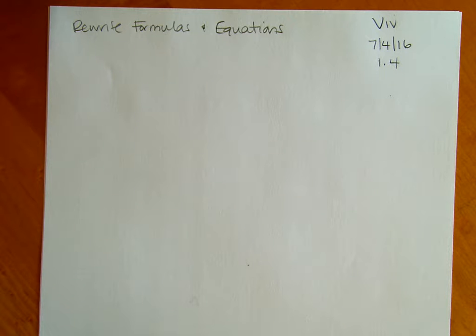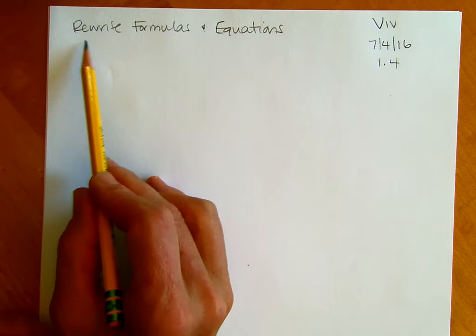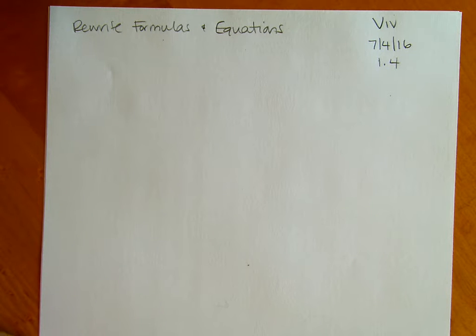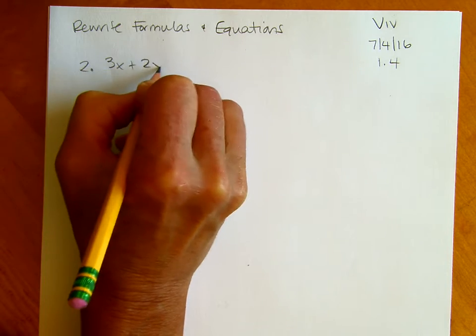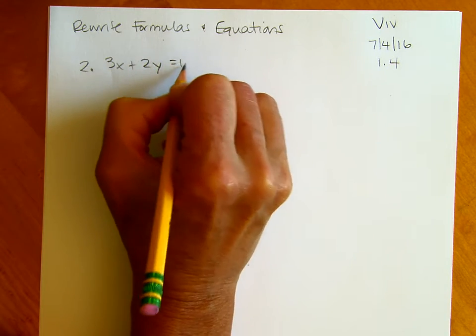This section 1.4 is called Rewrite Formulas and Equations. The emphasis here being that often it is more efficient and effective to isolate the variable before plugging in values. They initially ask you to plug in values and then solve for the variable. So for example, number 2 looks like this.